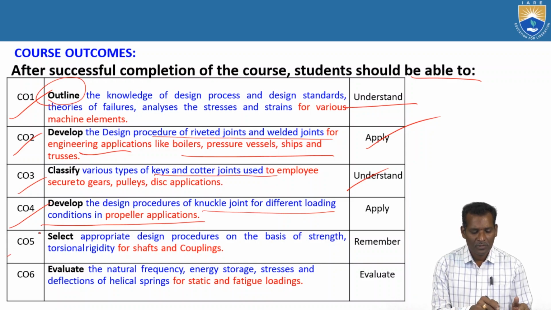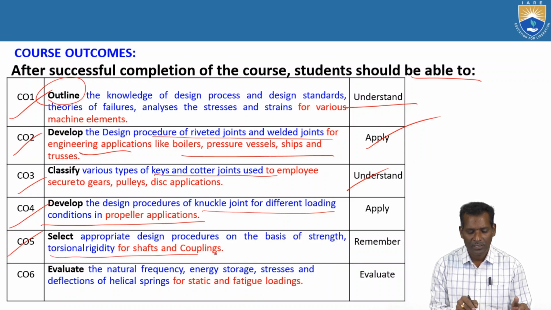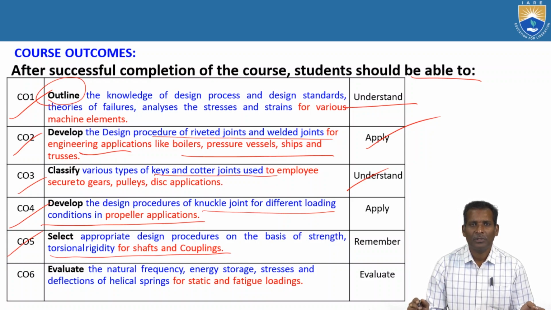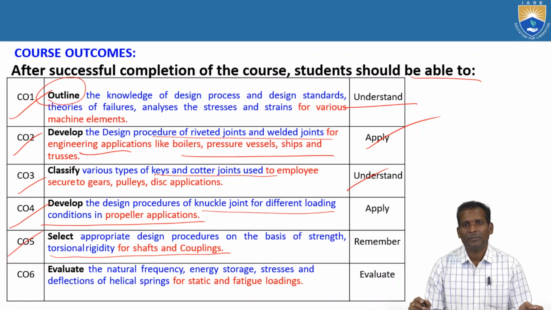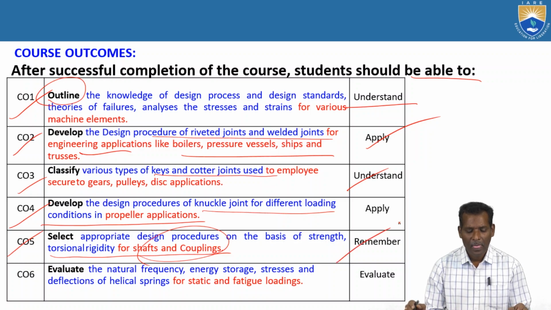So CO5, select appropriate design procedures on the basis of strength and torsional rigidity for shafts and couplings. In this, the students should be able to learn design procedures of the shaft. The shafts are designed on the basis of strength and torsional rigidity. For shafts and couplings, remember, so already you have learned procedures, and then recall those procedures, whatever you learned, and select the design procedure for our component.